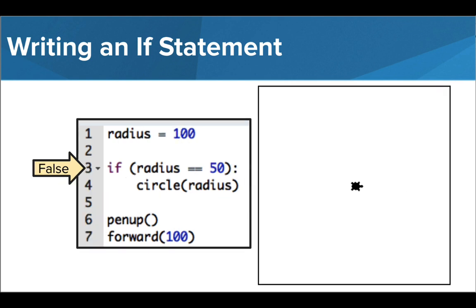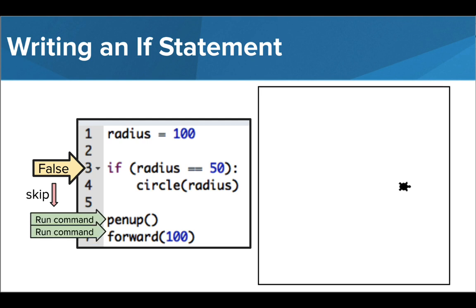We've now altered our code by changing the variable radius to have a value of 100. When Tracy checks the condition now, it is false because radius is not equal to 50. So Tracy skips the indented command and moves to complete the commands that follow the if statement, where she lifts the pen up and moves forward 100 pixels.